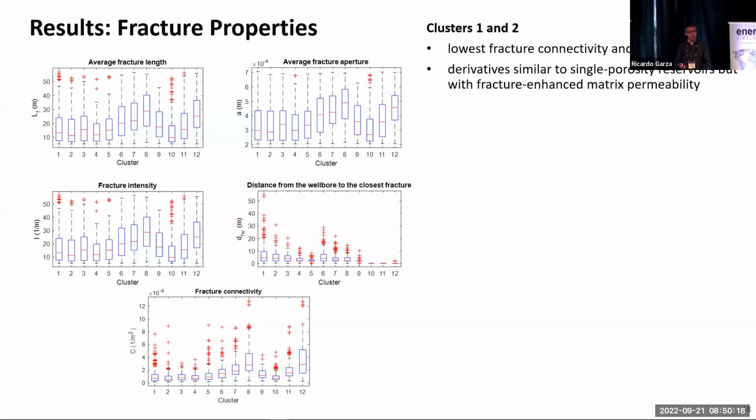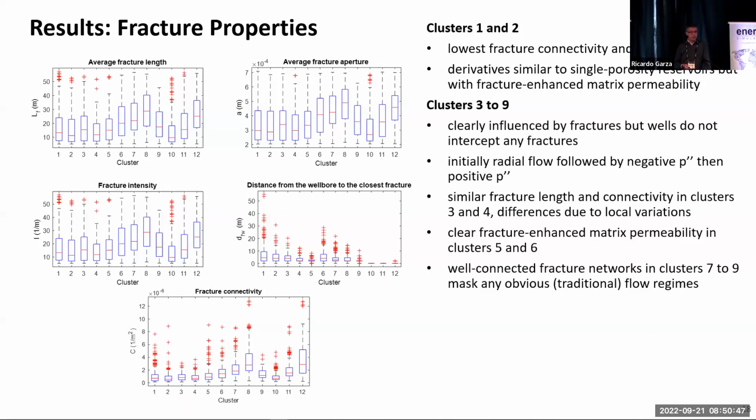Clusters 1 and 2 are the cases with the lowest fracture connectivity and intensity. The representative derivatives for these situations are very similar to single porosity pressure drawdown behavior. So if you only looked at your pressure drawdown behavior in those cases, you would not expect that a fracture is present, because classical well testing would interpret them as single porosity behavior. But in this case, you have a fracture-enhanced matrix permeability.